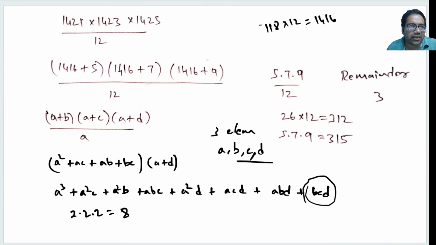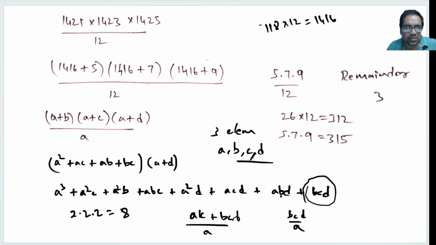What does that mean? This entire expansion, (A plus B) into (A plus C) into (A plus D), we can write it as some multiple of A, so A into K plus BCD. This entire expression we can replace as A times some constant K, plus BCD. Now if you divide it by A, obviously AK by A, the remainder will be 0. So the remainder would be equal to BCD by A. Whatever remainder BCD gives, that is the remainder, because this entire expression, except the last term, is anyway a multiple of A. So that means this part will not give any remainder.